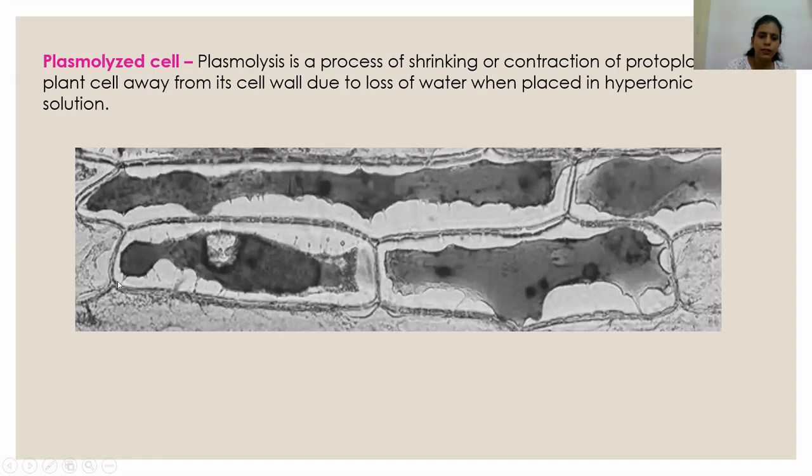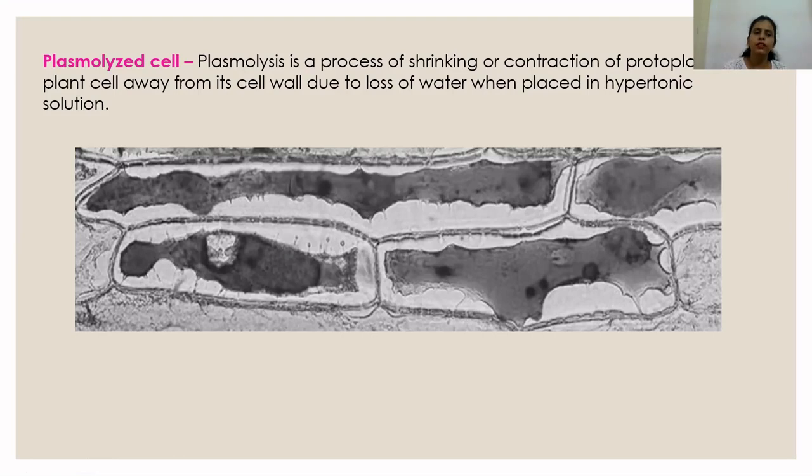You can make out here, this is your cell wall, and inside you have your protoplasm, shrunken protoplasm, and this is your cell membrane. So in the case of plasmolyzed cells, the cell membrane gets completely separated from the cell wall. Similarly this one, and this one is also a plasmolyzed cell. So we have discussed in this video the state of animal and plant cells whenever they are placed in 3 different types of solutions based on the concentration of solutes present in them.